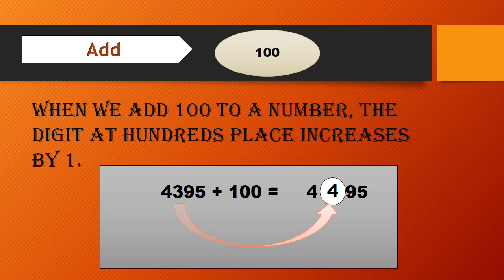The same rule applies when we add 100 to some number. So you are going to add 100. That means you have to look at the hundreds place digit. Here in the number 4395, 3 is at the hundreds place. So you are going to add only 100. It will move one step forward, that is 300 will become 400, and the rest of the digits will not change. So the number 4395 after adding 100 will become 4495.